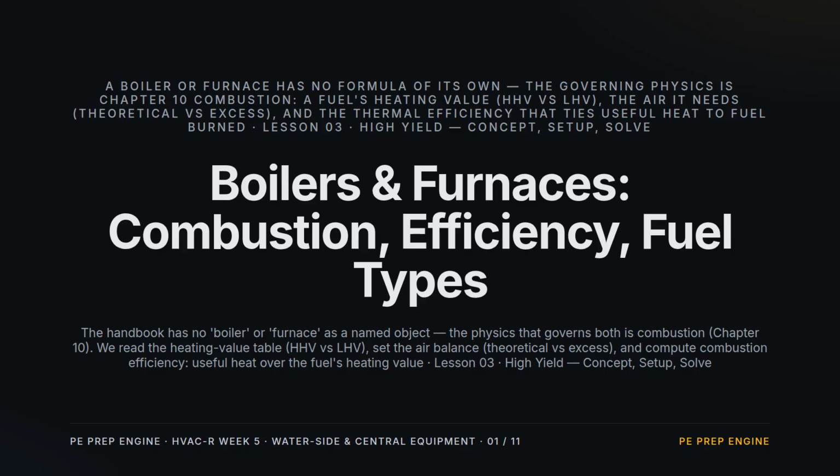Week 5, Lesson 3, Boilers and Furnaces, Combustion, Efficiency, and Fuel Types. Here's the key framing. The handbook prints no boiler or furnace as a named object. The physics that governs both is combustion in Chapter 10. So we treat it as combustion applied to a boiler, a fuel's heating value, the air it needs, and the efficiency that ties the useful heat delivered to the fuel you burned. We'll read the heating value table, set the air balance, and work an efficiency problem.